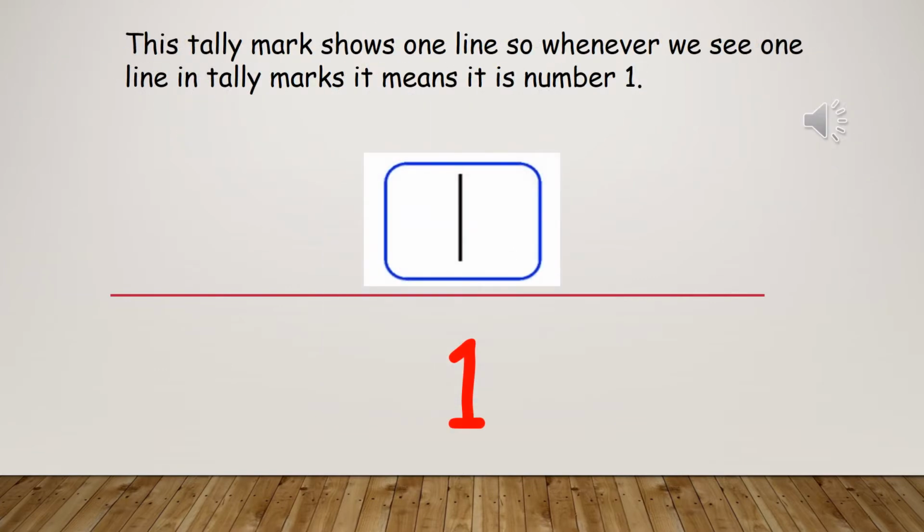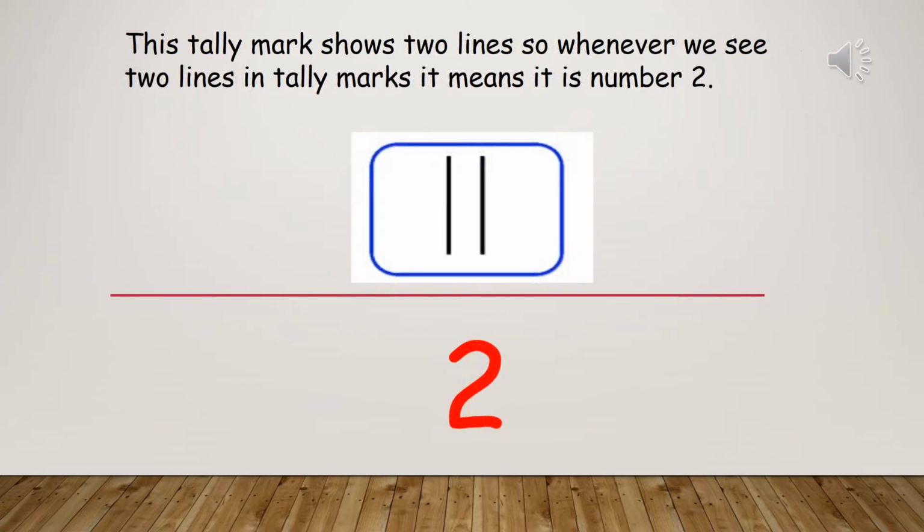This tally mark shows one line. So, children, whenever we see one line in tally marks, it means it is number 1. This tally mark shows two lines. So, whenever we see two lines in tally marks, it means it is number 2.